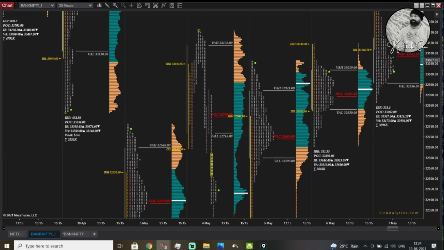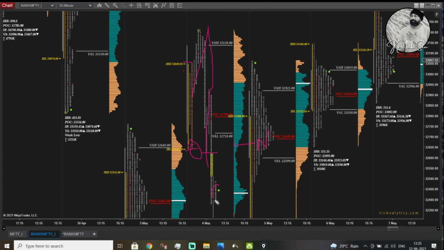Okay, after IB, price moved up, failed, got rejected, and it has taken this low. So neutral day. And since it has been closed away from this IB low, it is a neutral extreme day. Okay. If price comes inside this IB and closes, it is a neutral center day.